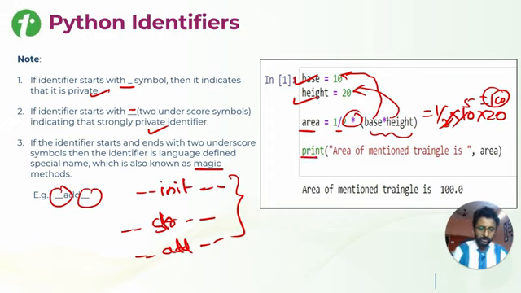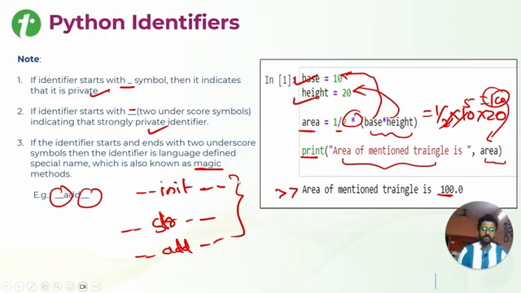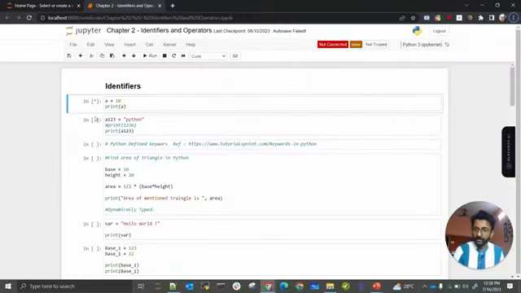Whenever you are printing, this is the inbuilt print function of Python. You can write the string "area of the mentioned triangle is", which you can change as per your need, then a comma, and then the variable area. The value is 100, so 100 will be returned to your output. This is the way you use identifiers inside your code. We don't want to have n number of cells, wherein you can define the cells as code or markdown.